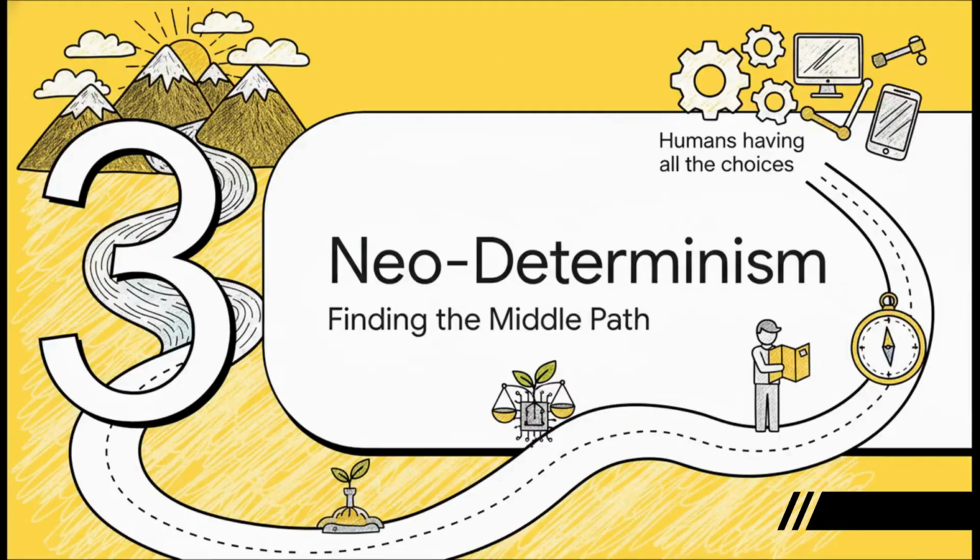Okay, so we've got two extremes, right? On one side, nature is in total control. On the other, humans have all these choices. So you can probably guess what came next. Someone trying to find a balance, a middle path. And that brings us to our third and final big concept, neo-determinism.